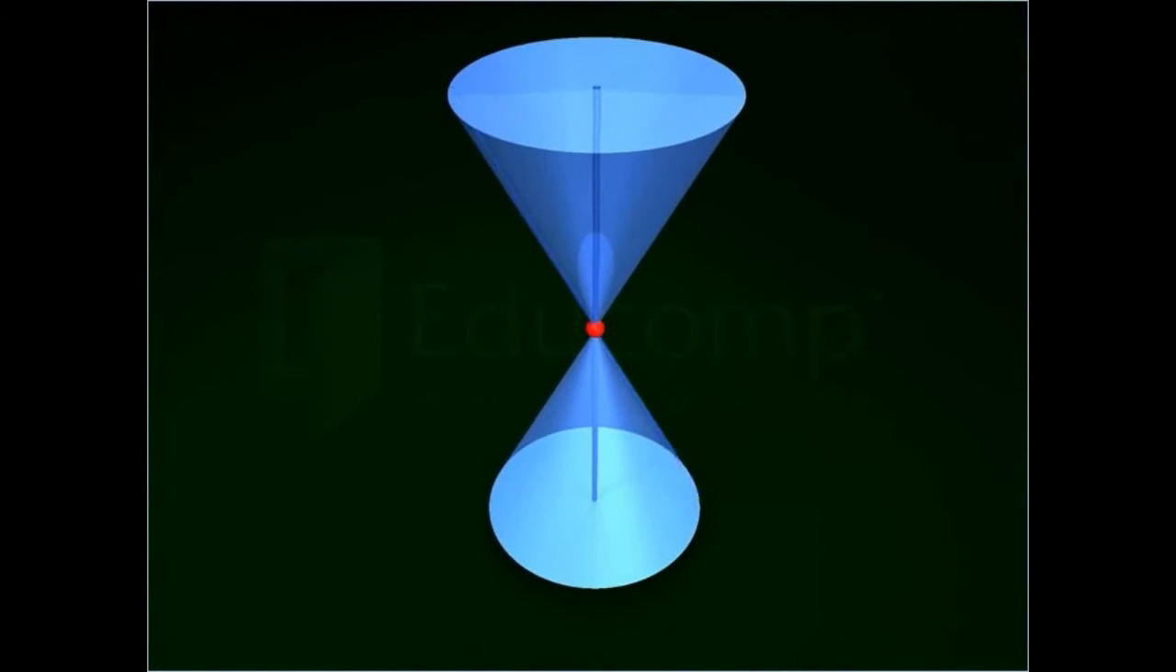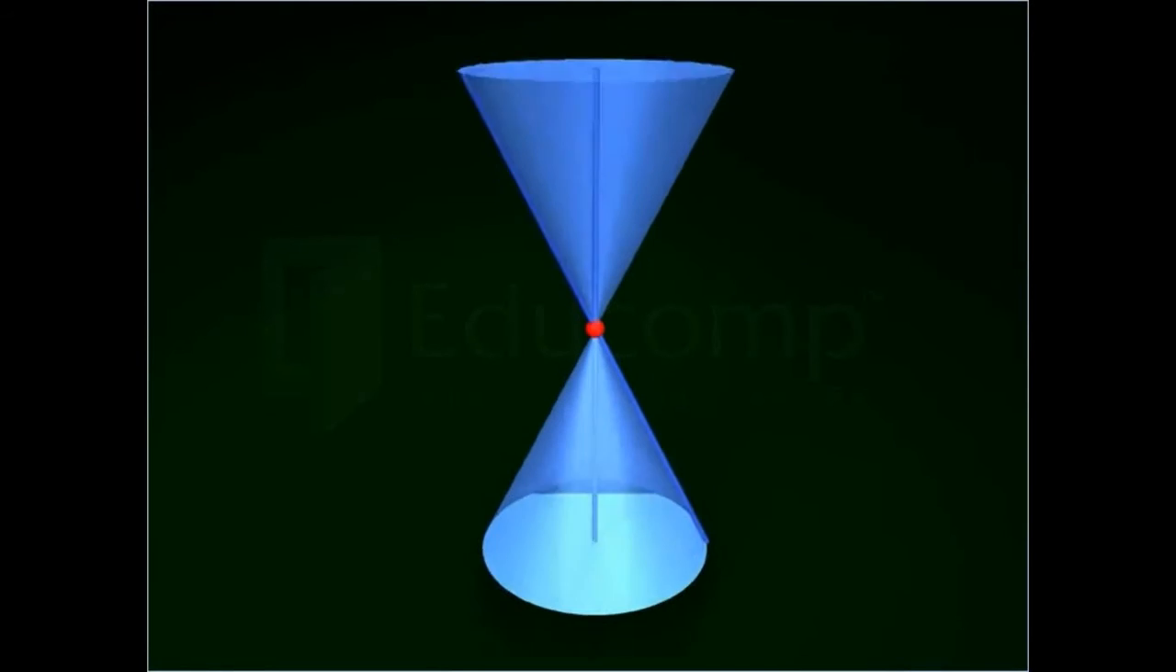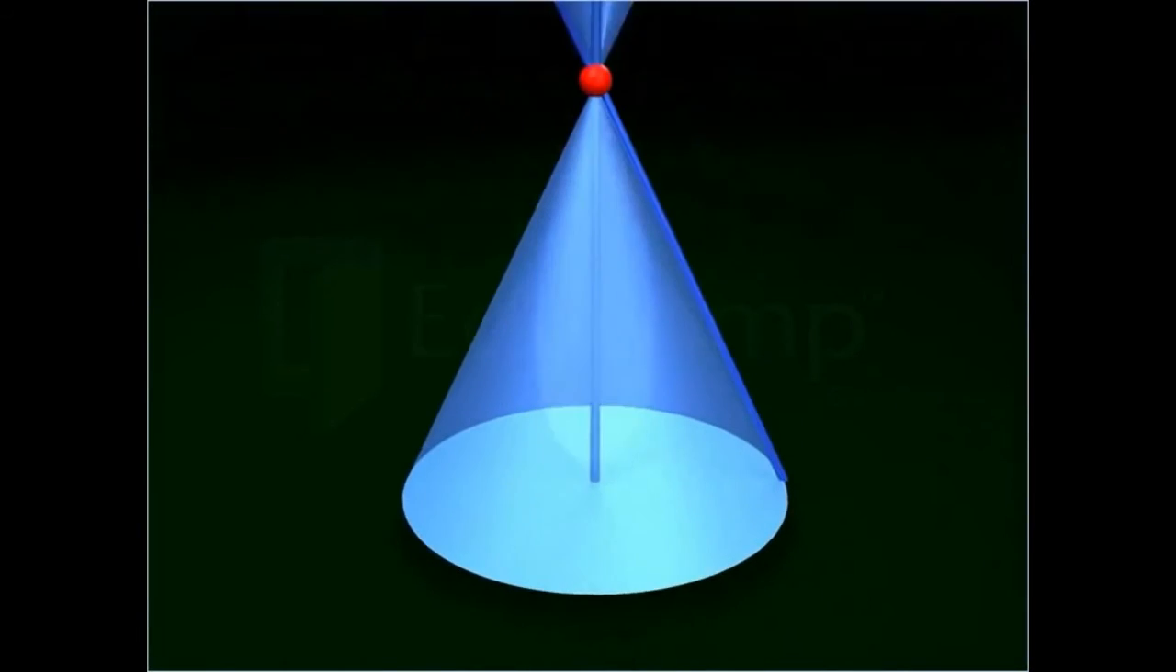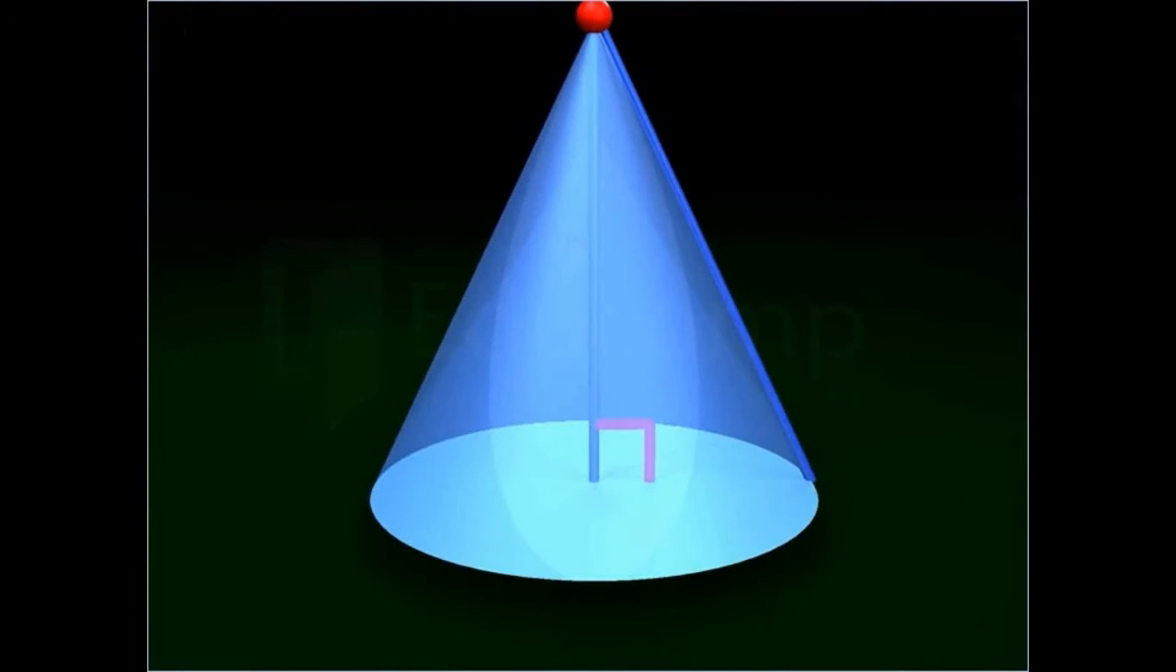The line that rotates about the vertex is called the generator, and the line that remains fixed is called the axis. A right circular cone has a circular base, and its axis is always the perpendicular line from the center of the base to the vertex.